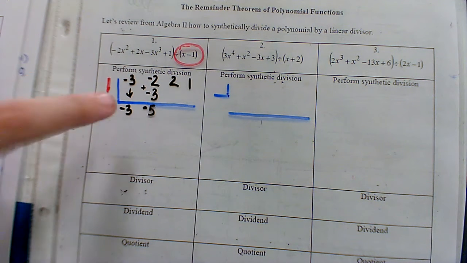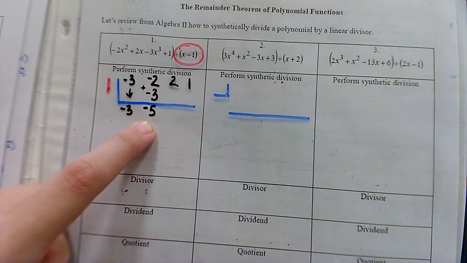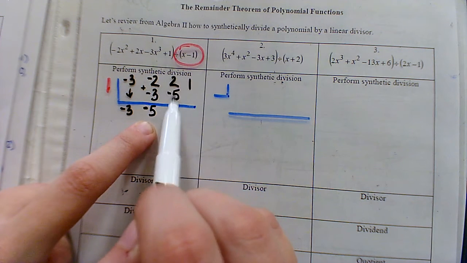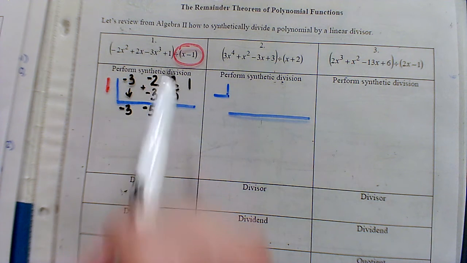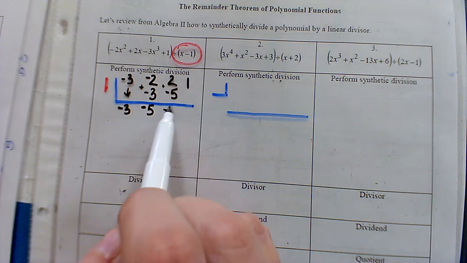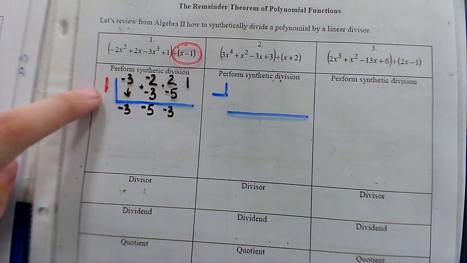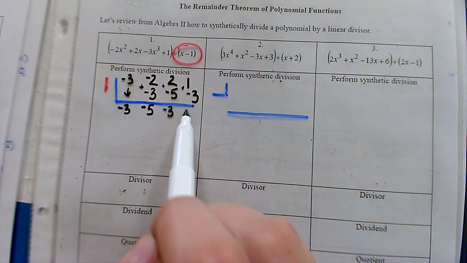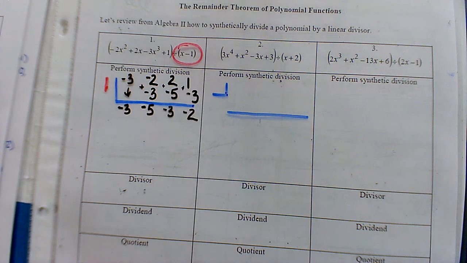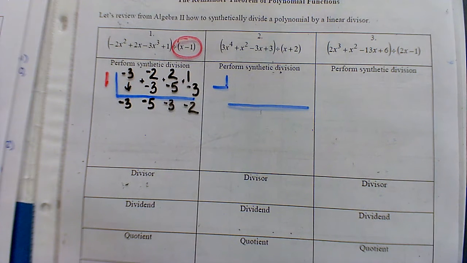Okay, box number times -5 would be -5. Add the two numbers together, so we'd get a -3. 1 times -3 is -3, plus 1 is -2. Kind of coming back to us a little bit.